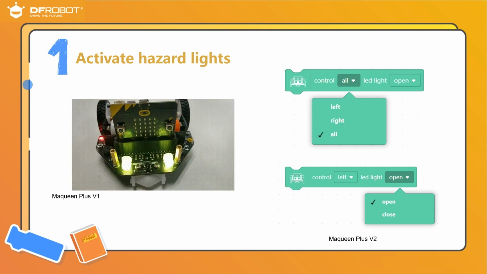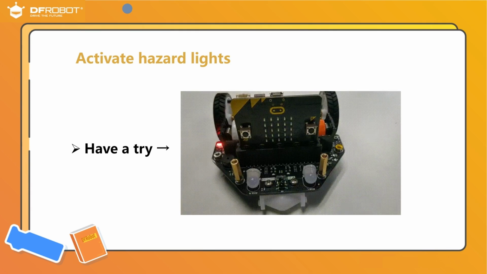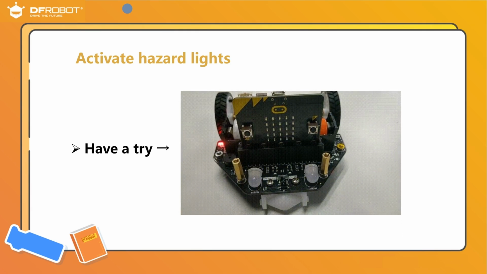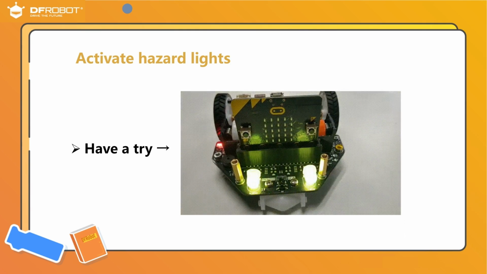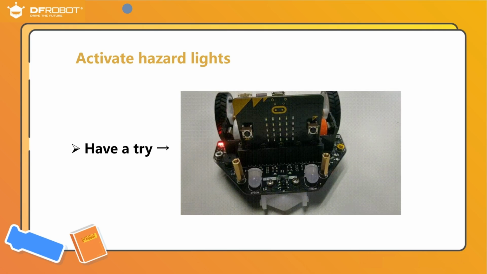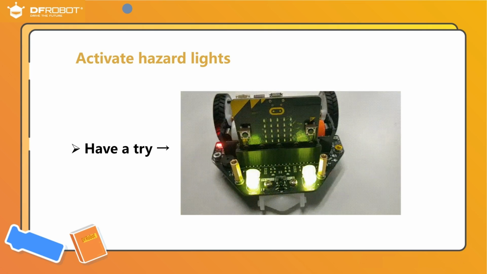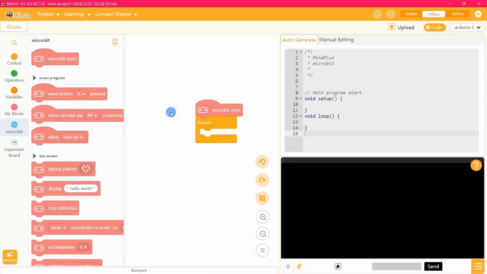As you can observe, we'll have the option to select from the drop-down menu whether to work with the right light alone or illuminate both lights simultaneously. Following that, let's proceed to complete a program that causes the car lights to blink. You can follow my lead to become acquainted with the programming operation in Mind Plus. Let's return to the Mind Plus programming software.